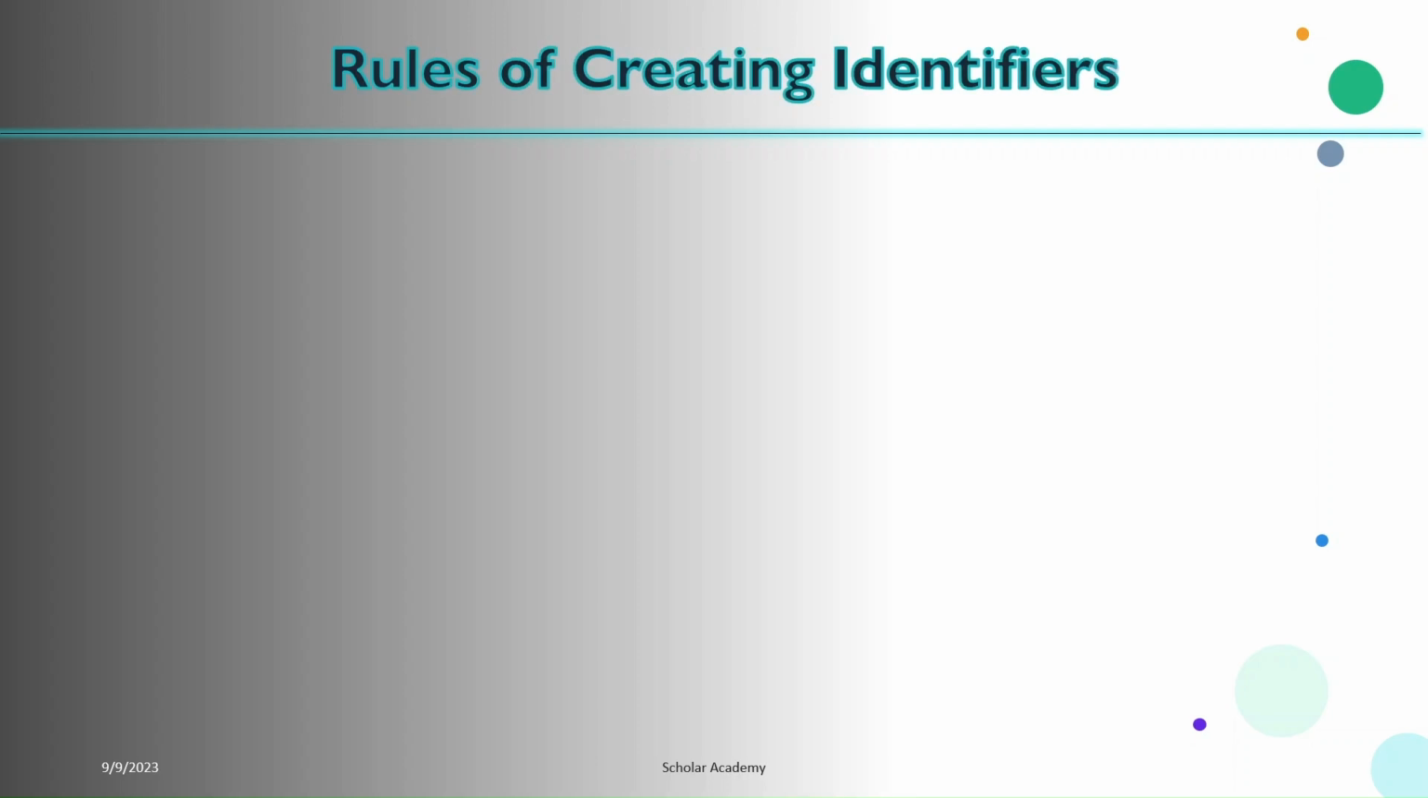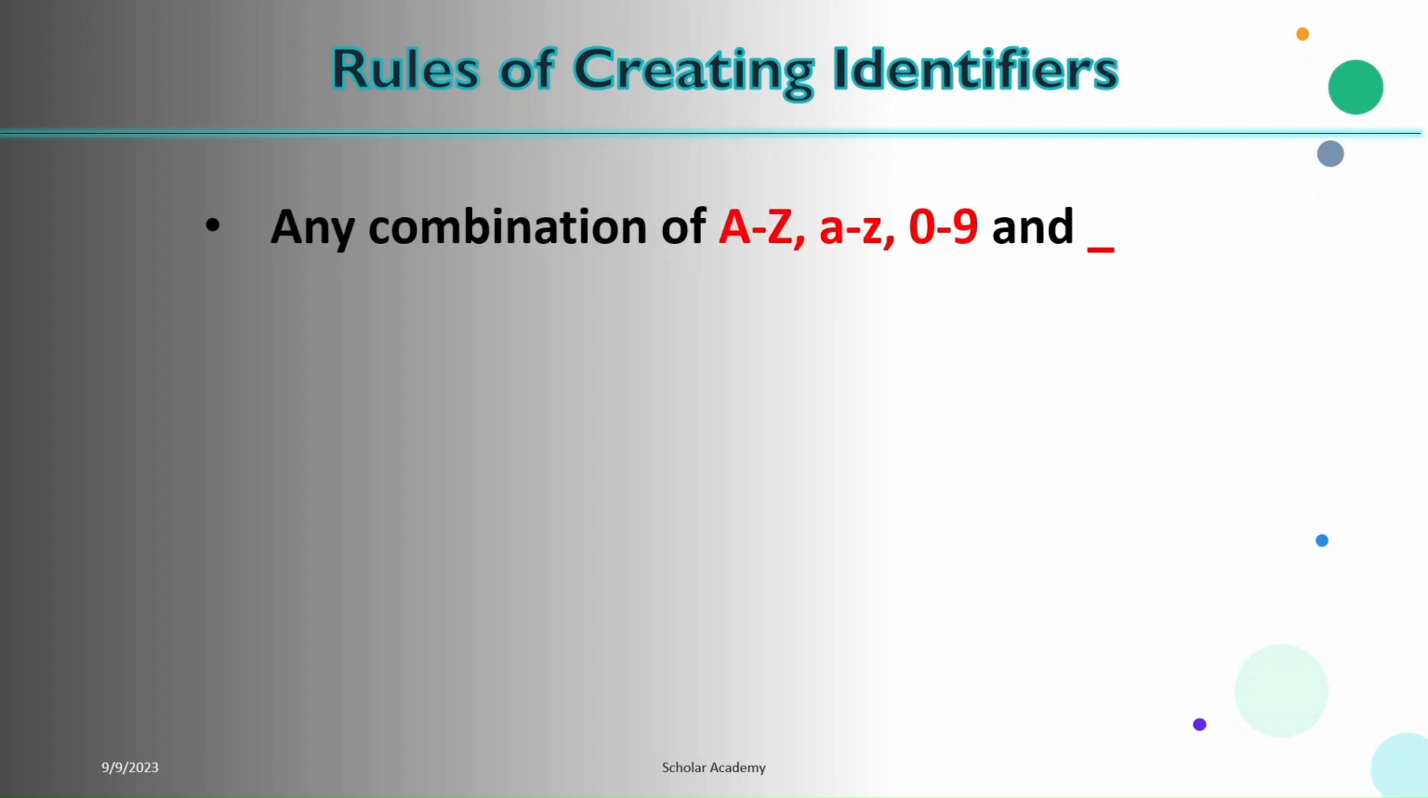Okay. So the next thought is the rules behind creating identifiers. It's basically a naming convention, right? How we can name a variable or a class or any method. There are certain rules that we have to follow in order to make the Python syntax correct, right? So let's go with the first rule. It says any combination of capital A to capital Z, small a to small z, numeric 0 to 9, and only one special character, that is underscore.